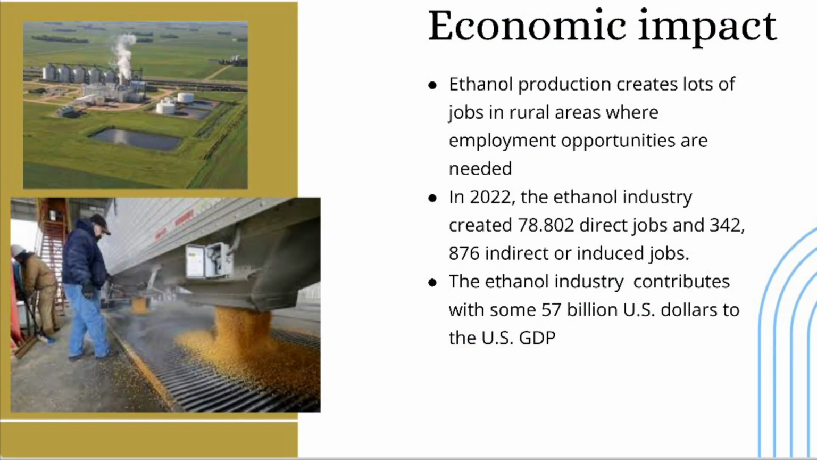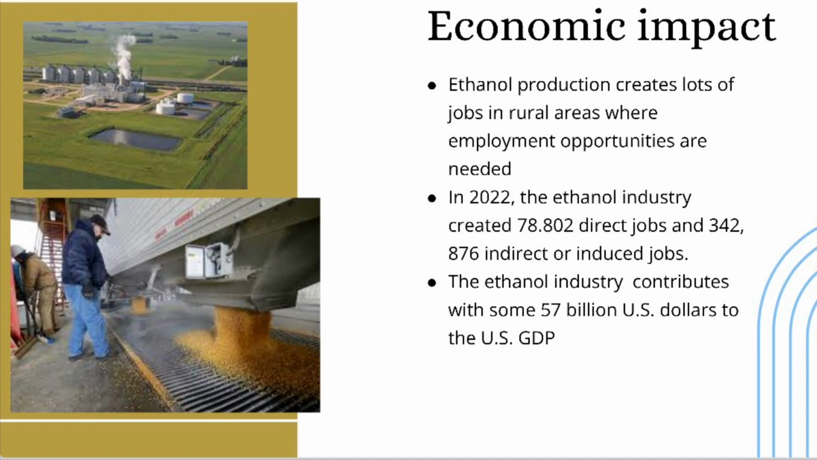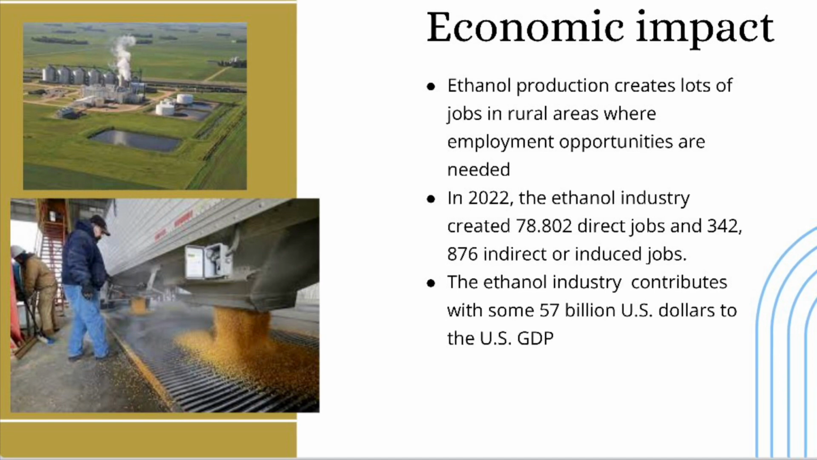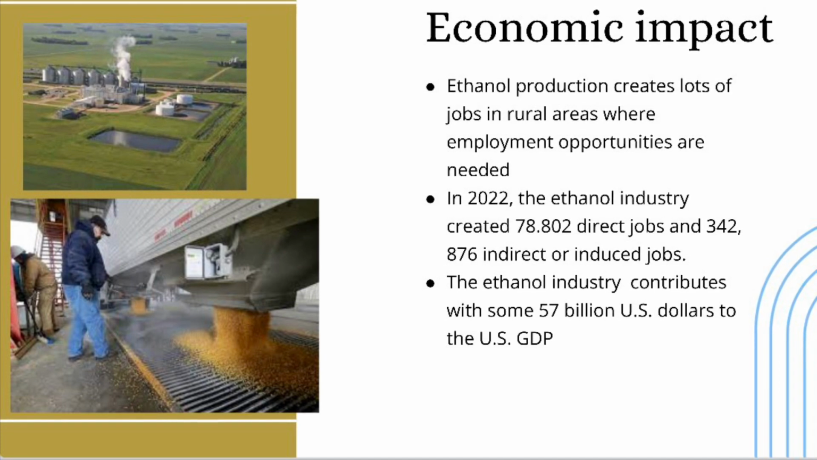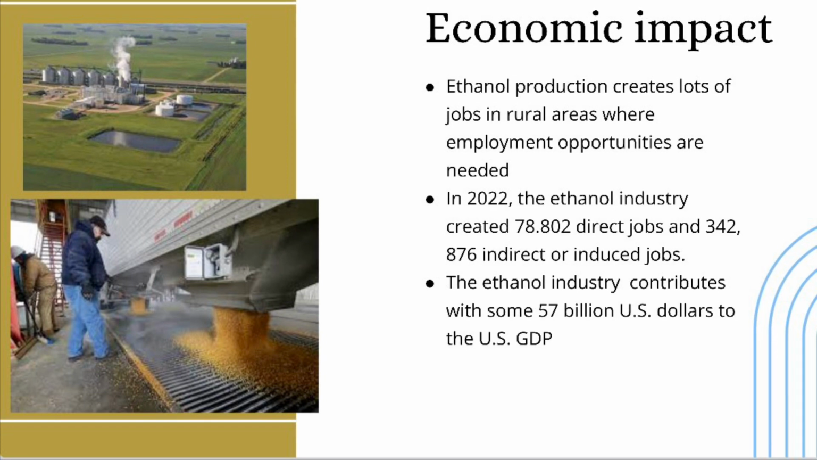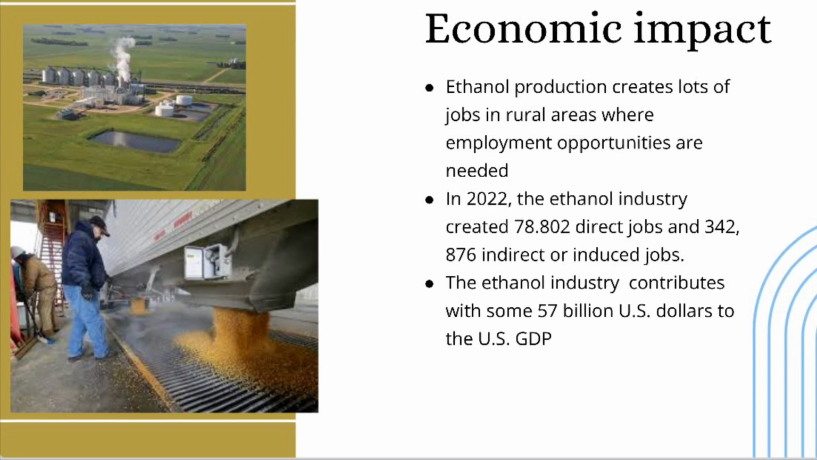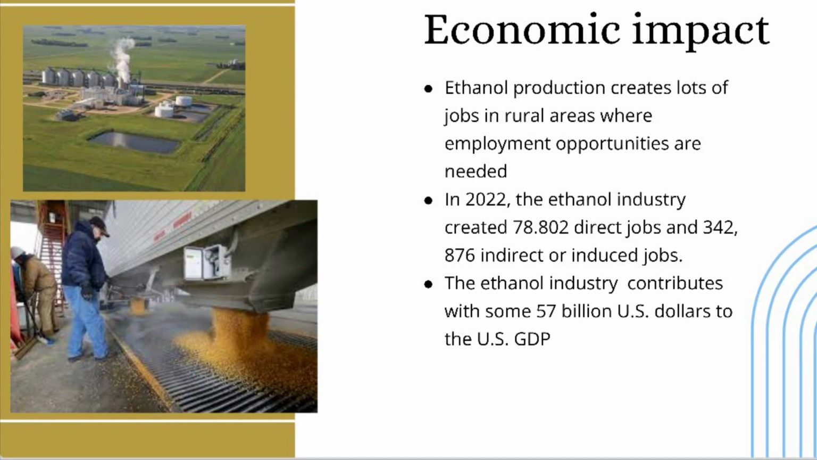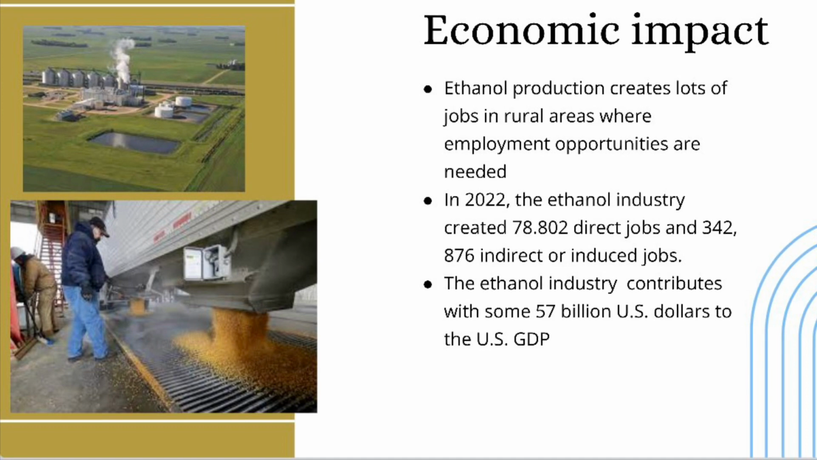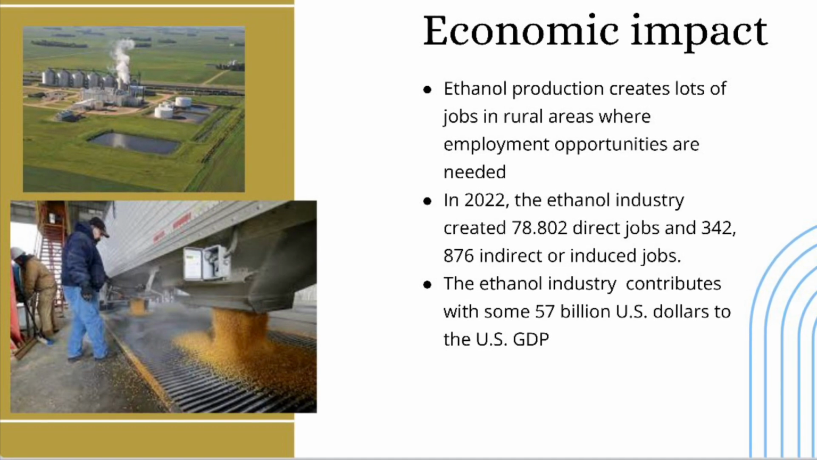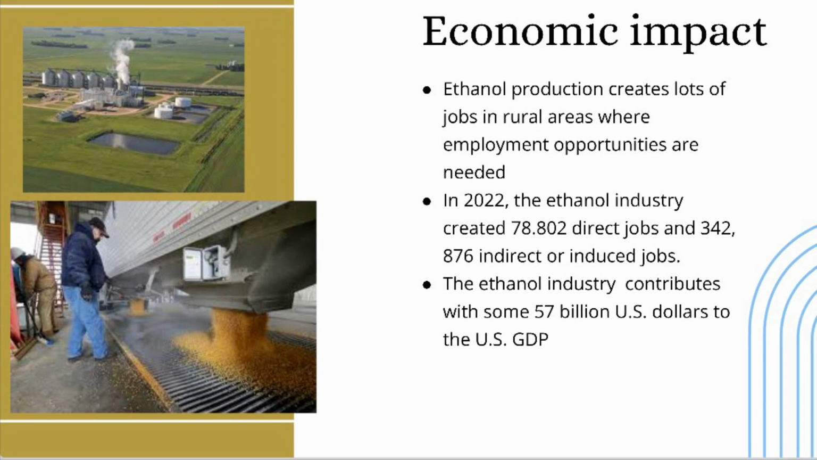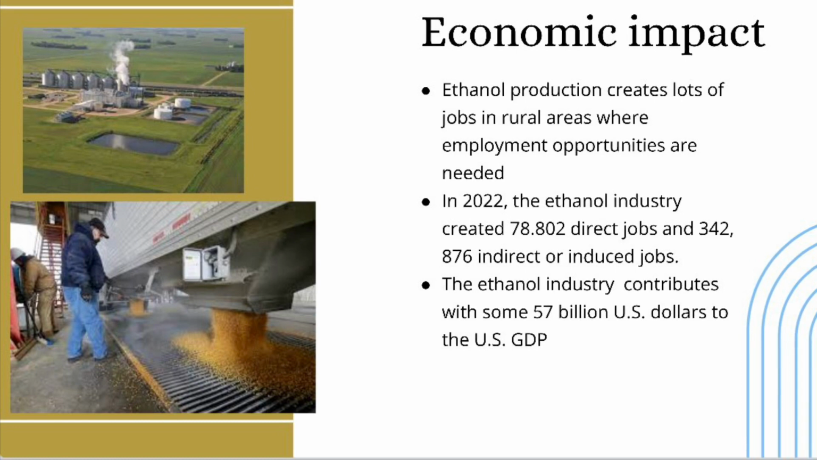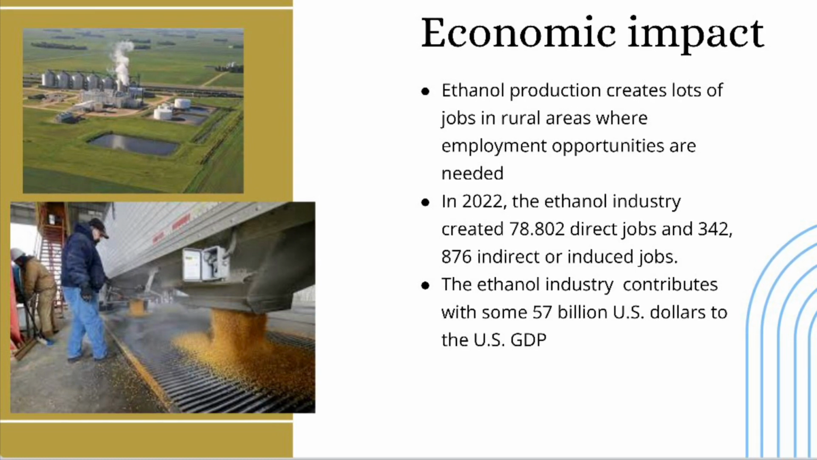Okay, so now we're looking at ethanol's economic impact. Ethanol production creates lots of jobs in rural areas where employment opportunities are needed, and that's through the cornfields and the manufacturing plants. We need jobs to be filled there. So in 2022, the ethanol industry created 78,802 direct jobs and 342,876 indirect or induced jobs. So as you can see, the use of ethanol has created quite the impact economically in the U.S.